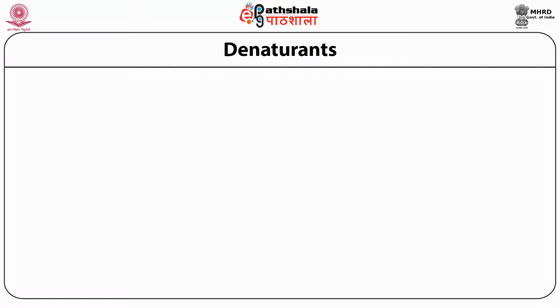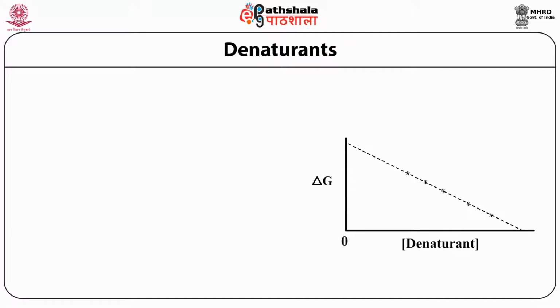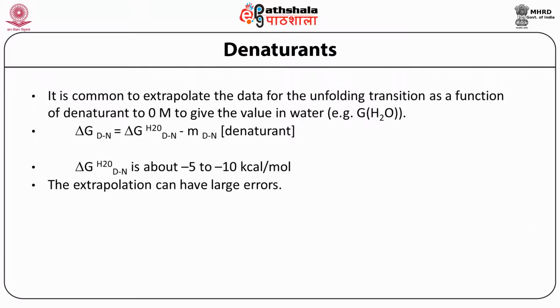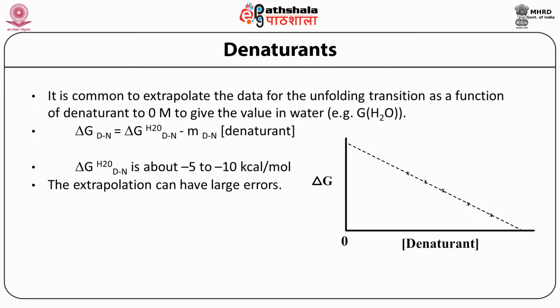Here we talk about the denaturants used to estimate the stability of the protein in terms of delta G value. It is common to extrapolate the data of the unfolding transition as a function of denaturant to 0 molar, which gives the delta G value in water, that is delta G 0, or you can say delta G water. So delta G water is simply the delta G value minus m times the denaturant concentration, and the delta G value is about minus 5 to minus 10 kilocalories per mole. However, with the method of extrapolating, some error may occur.